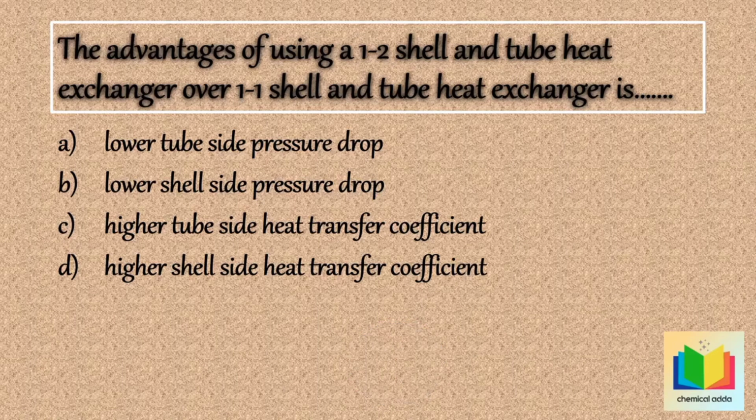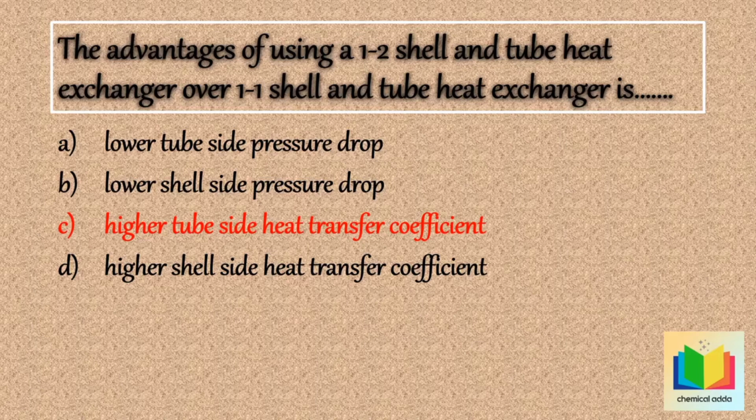So the answer is option C, higher tube side heat transfer coefficient. Because in a 1-2 shell and tube heat exchanger, the shell side fluid flows once through the exchanger, and the tube side fluid flows twice through the exchanger.